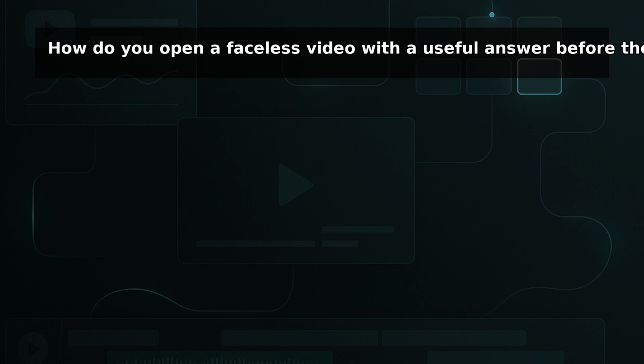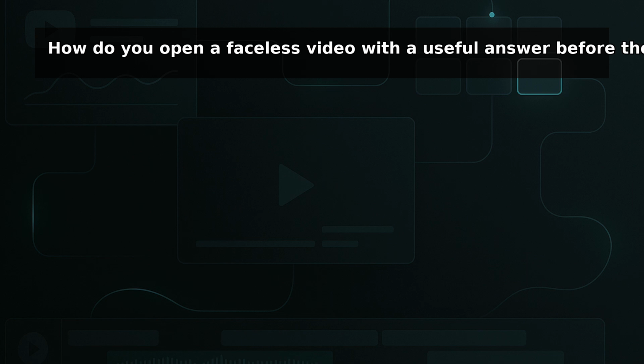I'd structure it like this. Quick answer, filter, roadmap. Quick answer is the value. For example, the best faceless video hook is a 1-sentence answer before your context. Filter is who this applies to. Like if your intros feel slow or you're losing people early, this is the fix.